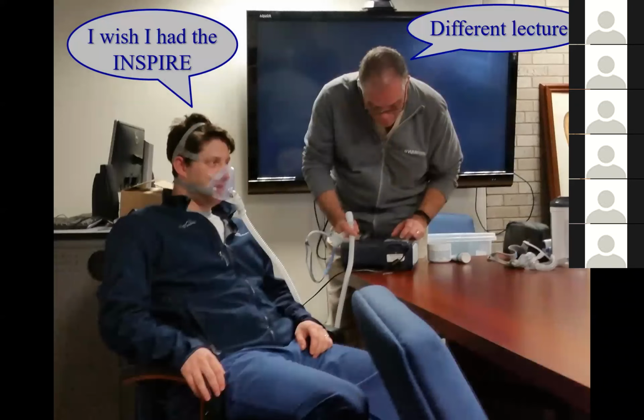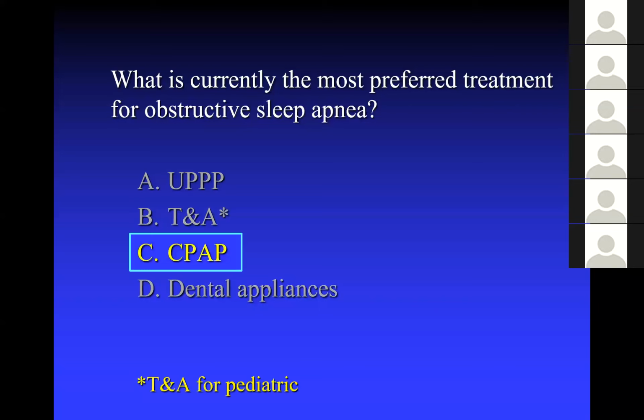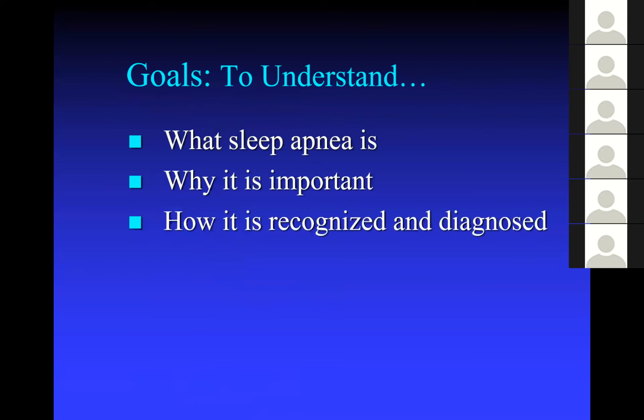So this is not what we're going to be talking about, but does anybody have an answer to this question? No takers? Okay, so we'll just answer it for you. CPAP is the preferred treatment for obstructive sleep apnea, and about 30% of people fall in love with it, 30% can't use it no matter what, and 30% struggle with it. That's kind of a rule of thumb. And you see the little asterisk, T&A is the preferred treatment for OSA in children.